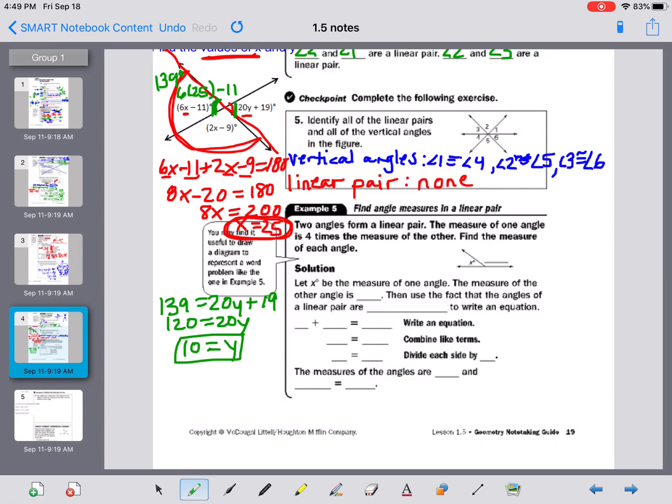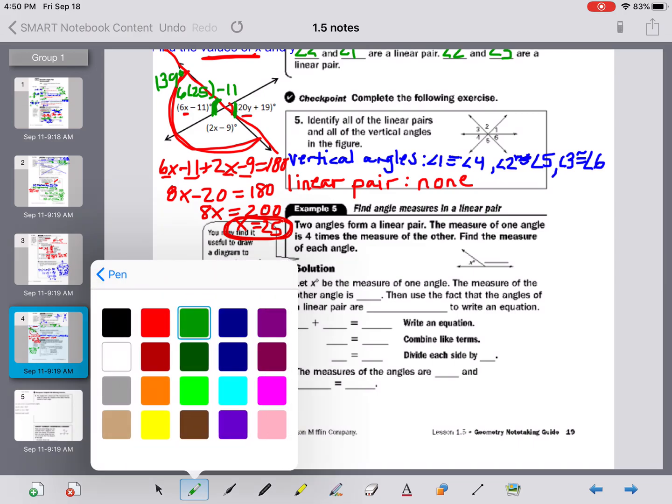Wow, my math is terrible. Let's try this one more time. 120 divided by 20. How about 6? Don't ask me where the 10 came from. Okay, I think it's about time I put this away for the day and let my brain rest.